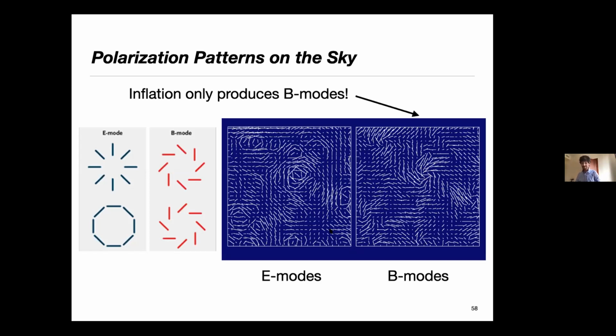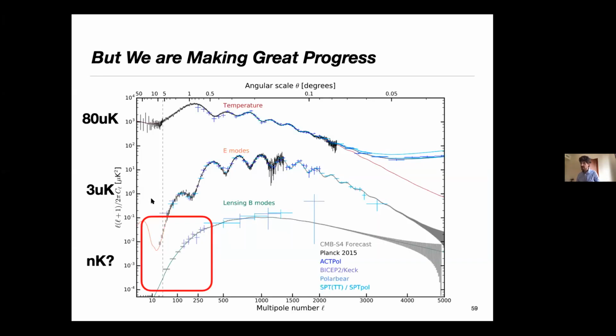Anyway, the point is that inflation affects the way the polarization from the CMB looks. And inflation is really the only process that can produce these B modes on large scales on the sky. So if you go out and make maps of the polarization and you see B modes, at least on large angular scales, that is direct evidence that inflation happened. And that's what we have been doing with our recent experiments.